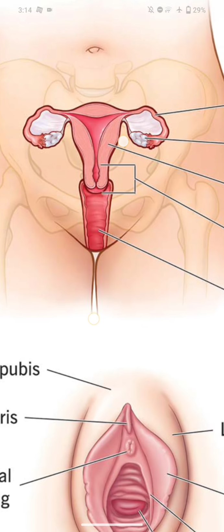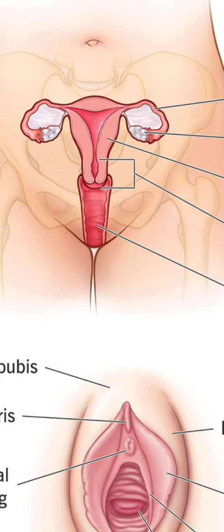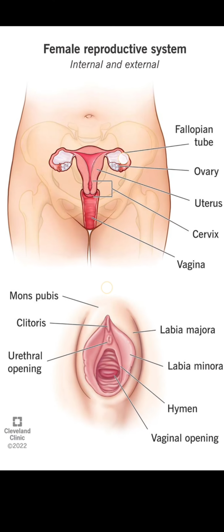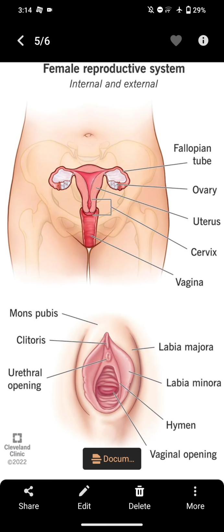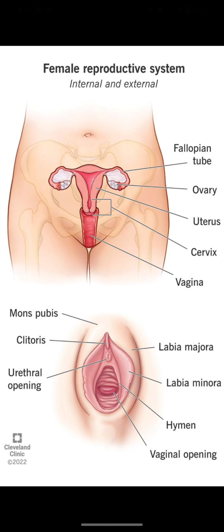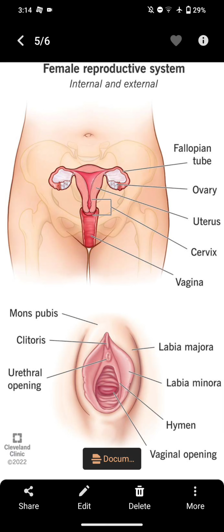So now we are going to see the internal reproductive organs. This is the internal reproductive organ. It consists of vagina, cervix, uterus, ovary, and fallopian tube. These are the internal female reproductive organs.